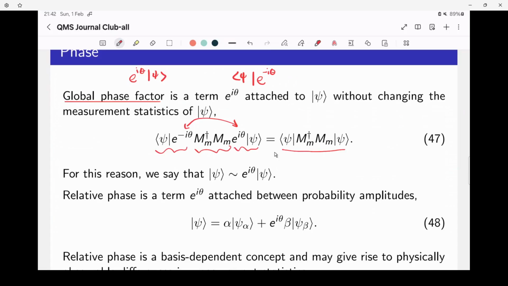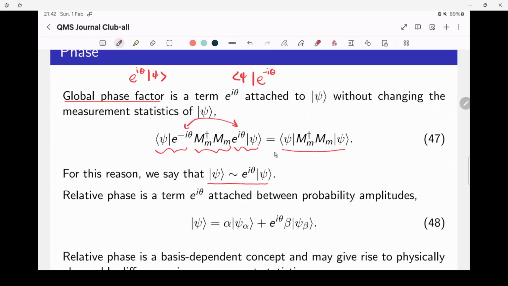As you can see, a global phase factor doesn't really affect your measurement statistics. Which is why whenever you have a global phase, you cannot detect it using any type of measurement. For this particular reason, we always say that the quantum states are equivalent up to a global phase. This is how we will write it.